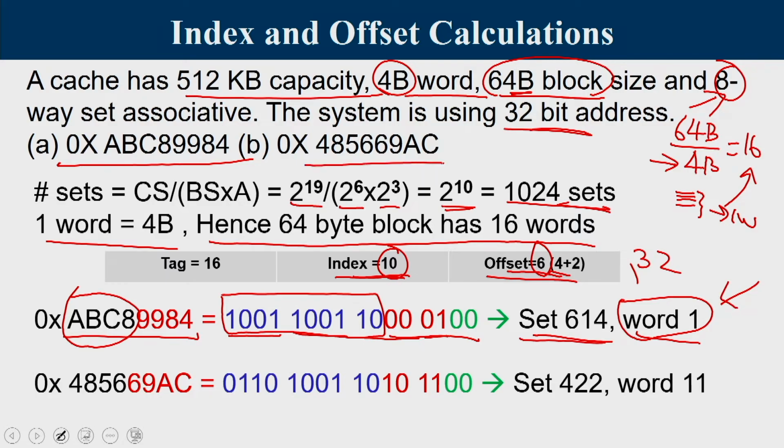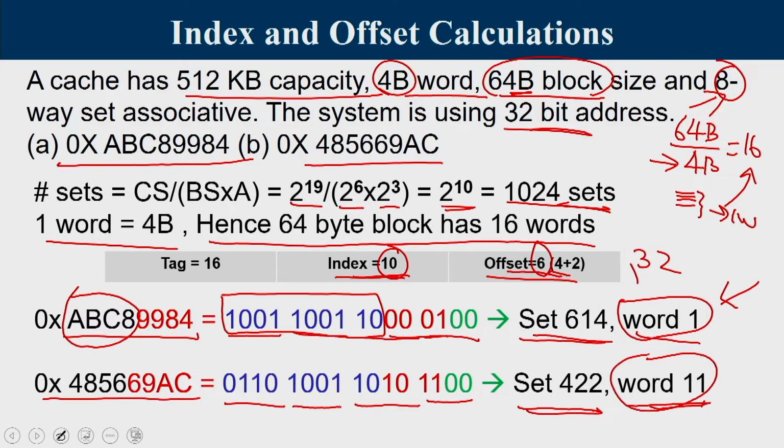Similarly, if you explore the second address 485669AC, the red portion indicates the last 16 bits. Expanding that: 6 is 0110, 9 is 1001, A is 1010, and C is 1100. The blue portion indicates set number 422, and the red portion indicates word number 11. So, the search is restricted only to set number 422. Within that, perform a tag comparison, and whichever block gets a cache hit on the tag match, in that particular block transfer word number 11.